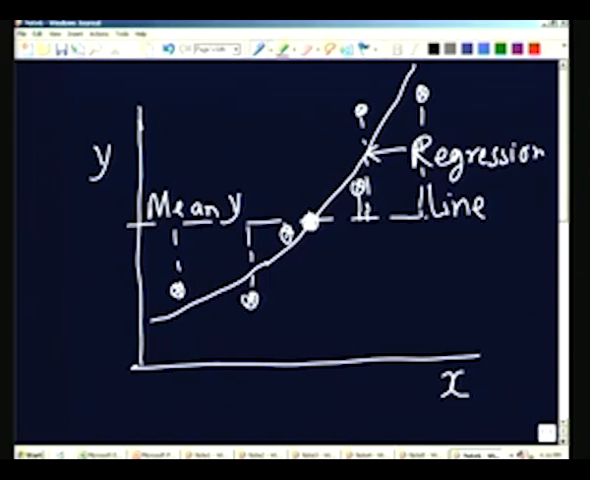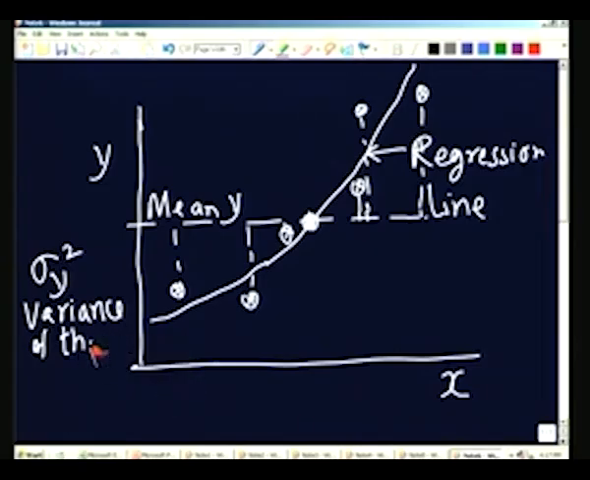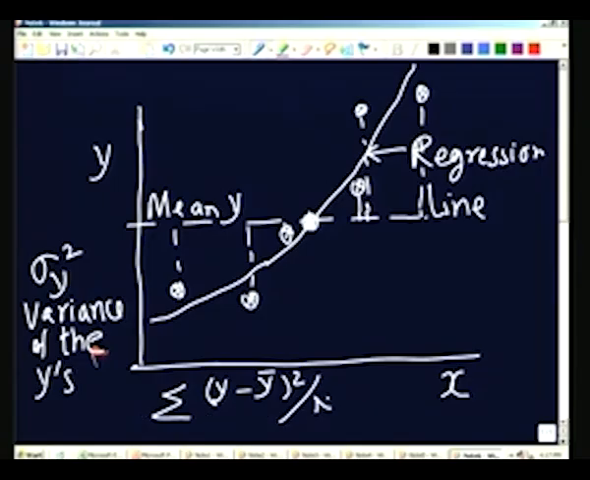So, now I can look at the variation of y with respect to the mean and define sigma y squared as the variance of the y's. This concept is already familiar to us. Actually, how do we define the variance of the y's? This will be given by sigma of y minus y bar whole squared divided by n. This is what it is.